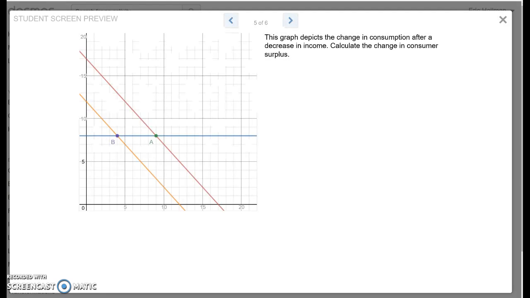Wow, this 15 minutes just flew by. Time flies when you're shading in trapezoids.